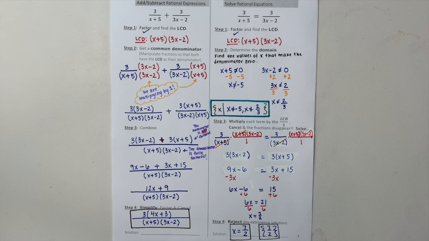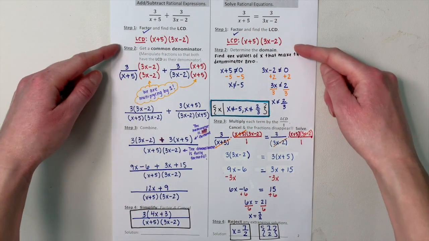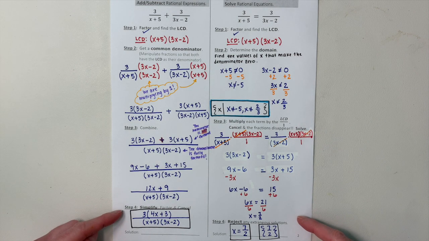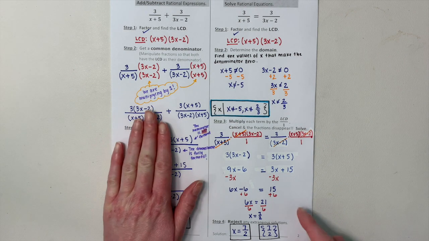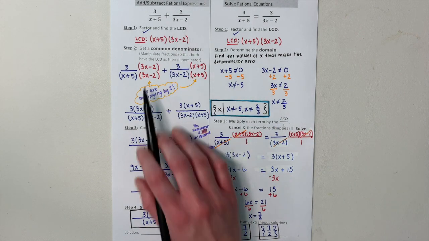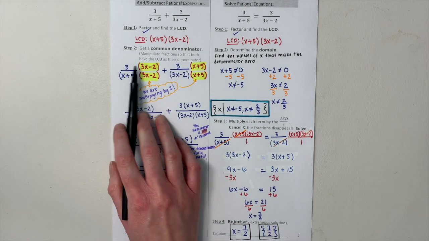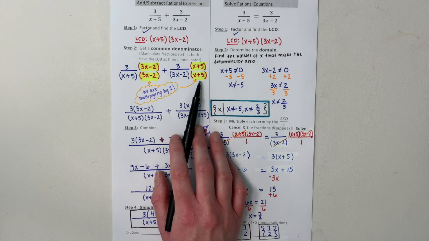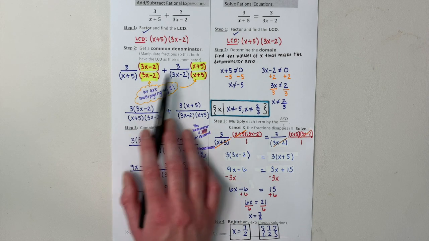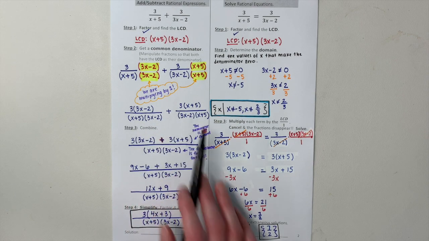Now notice, these two problems look very similar, but we used completely different approaches, and it's very easy to get these two different types of problems mixed up. To add rational expressions like you see here that don't involve equal signs, you're going to be multiplying each term by a version of 1. This is equivalent to 1 and this is equivalent to 1. We do that in order to get a common denominator.